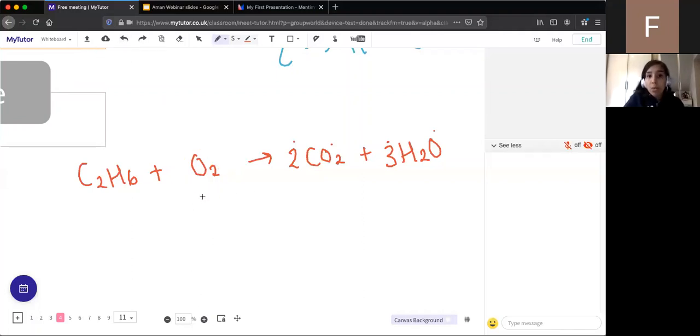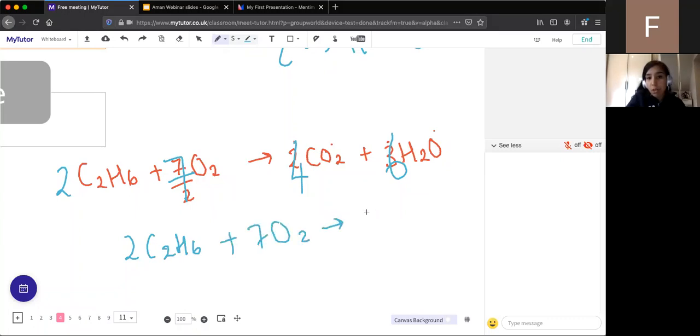So what that means is we need to double everything. So at the moment, this is 7 over 2, because we want it to equal 7. And if we do 7 over 2 times 2, that gives us 7. So to make it balanced and all whole numbers, we just multiply everything by 2. So what it's effectively going to be is 2C2H6, 7 O2, 4 CO2, and 6 H2O. So I'll write that out again. 2C2H6, so 2 ethanes plus 7 oxygens will produce 4 carbon dioxides and 6 waters.